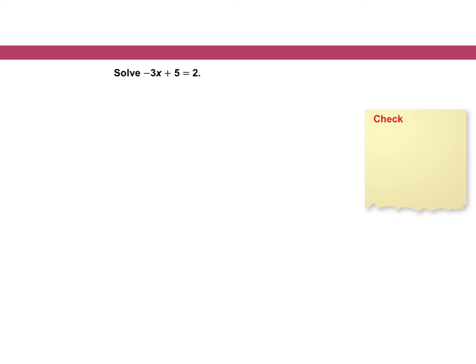So what I like to do is box off the variable and whatever coefficient is attached to it. Then we have to get rid of that other term. In this case, I can see that I'm adding 5. So to undo that 5, I'm going to subtract 5 from both sides. And when I do that, these 5s cancel, and I'm left with negative 3x equals 2 minus 5, which is negative 3.